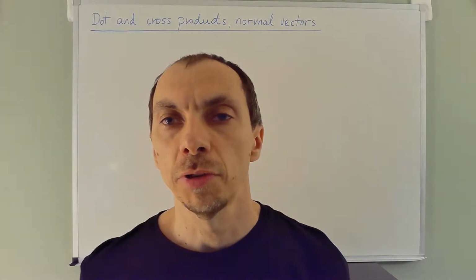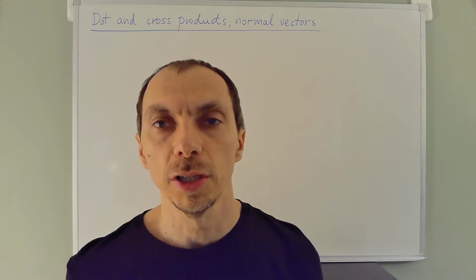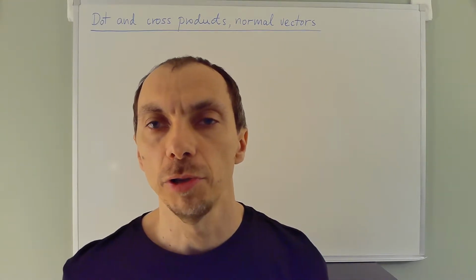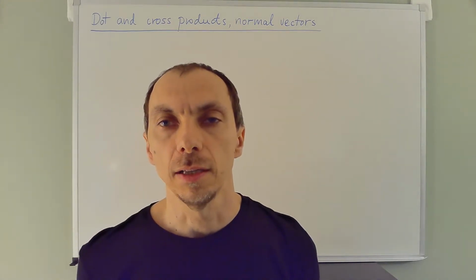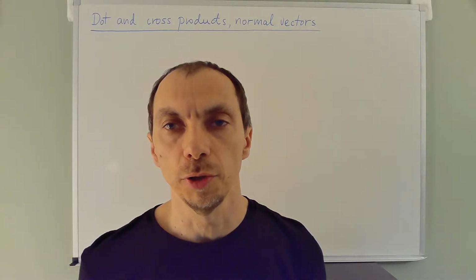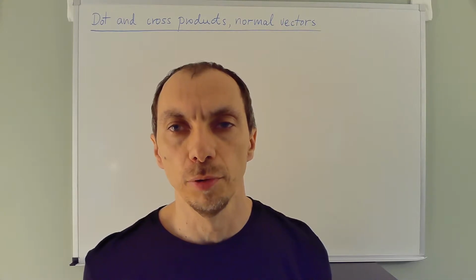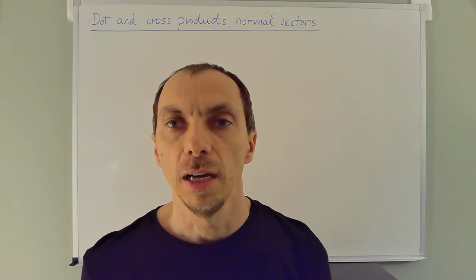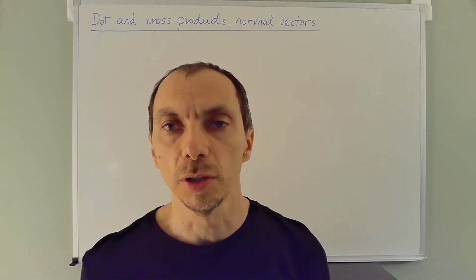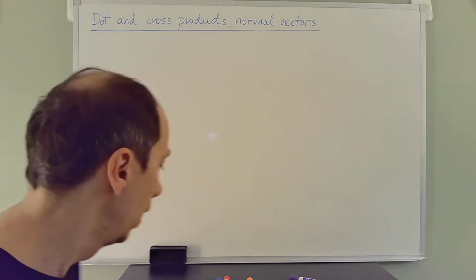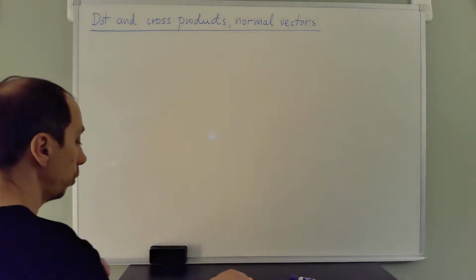Hello, in this video we're going to review some basic notions regarding vector geometry, namely the dot product, the cross product, and the notion of a normal vector. This is just going to be a review, so I will not prove the formulas I'm going to write, but it's kind of nice to have them all gathered in one place. So let's begin with the dot product.